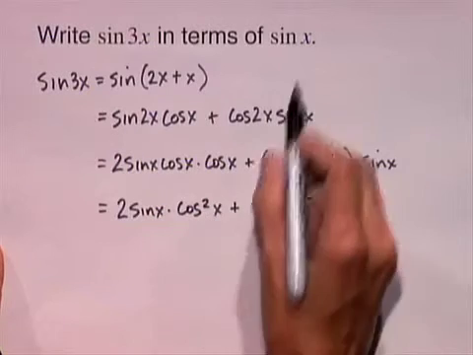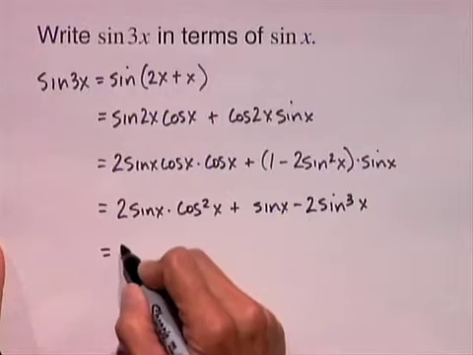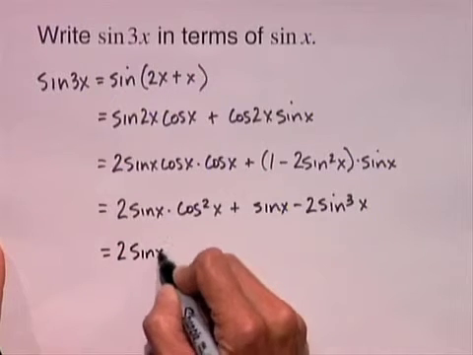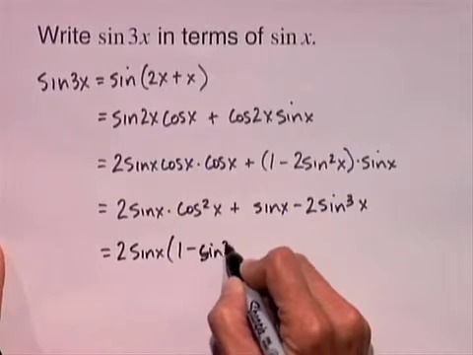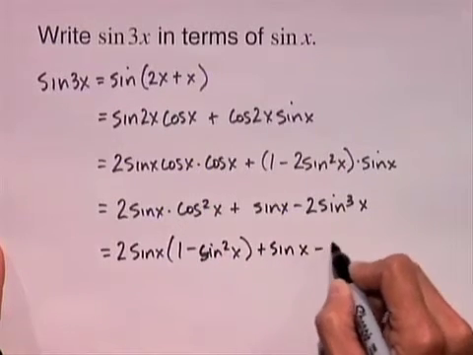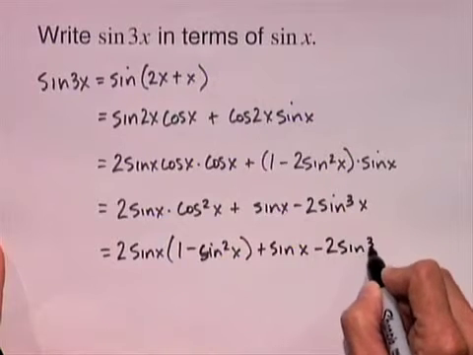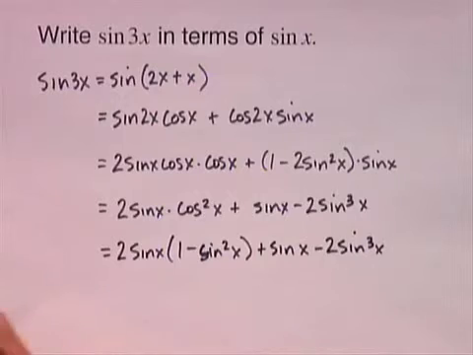I'm trying to get entirely in terms of sine, so for cosine squared, I'm going to put the Pythagorean identity, which is 1 minus sine squared of x, and I have that plus sine x minus 2 sine cubed of x. And now I'm going to distribute one more time, and let's work that on another sheet.